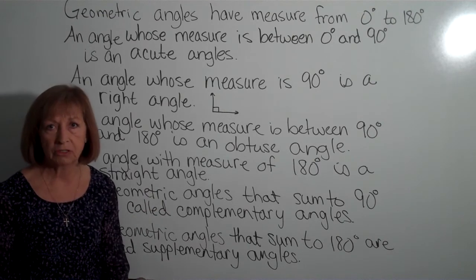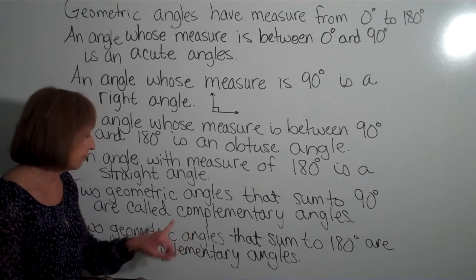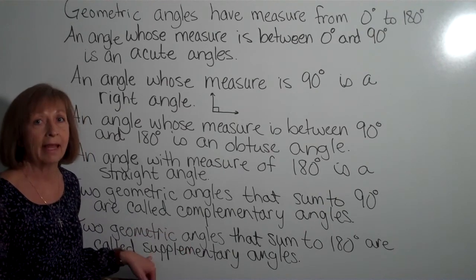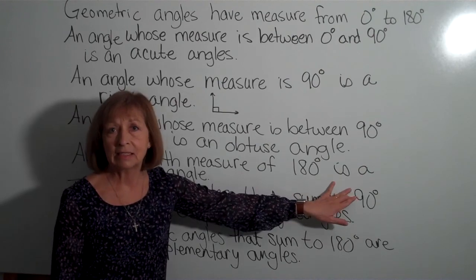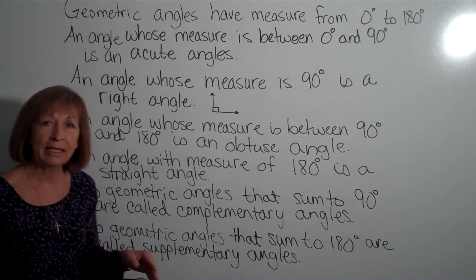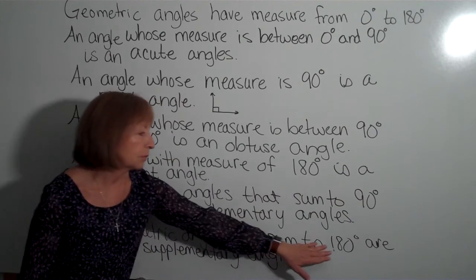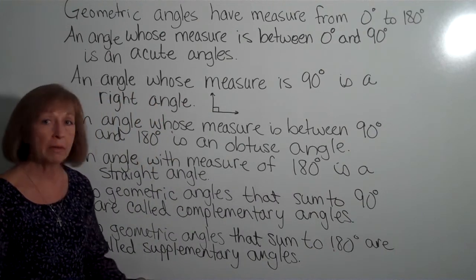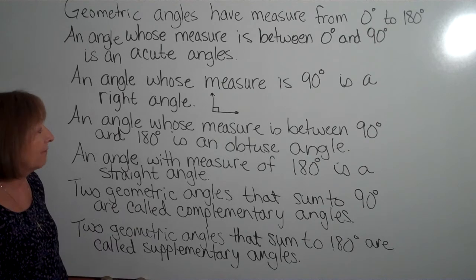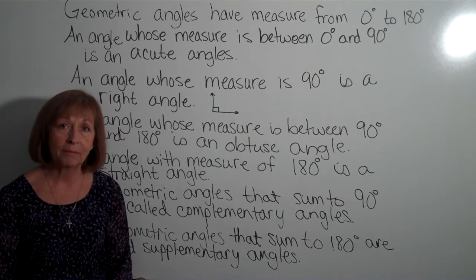Now, here's a memory device. The first letter of the word complementary is C and the first letter of the word supplementary is S. C comes earlier in the alphabet than S does, and 90 degrees is a smaller number for an angle measurement than 180 is. So you can think earlier in the alphabet goes with the smaller degree, and later in the alphabet goes with the larger degree for the sum. Remember, sum means to add up, and specifically it's two geometric angles that we have. Next, we're going to look at some examples of supplementary and complementary angles.